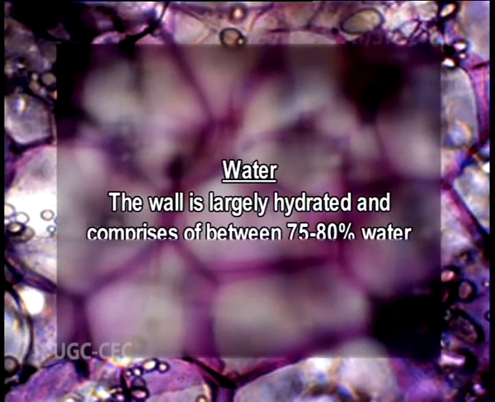Water. The wall is largely hydrated and comprises between 75 to 80% water. This is responsible for some of the wall properties. For example, hydrated walls have greater flexibility and extensibility than non-hydrated walls. Suberin, cutin, and wax. A variety of lipids are also associated with the wall for strengthening and waterproofing.